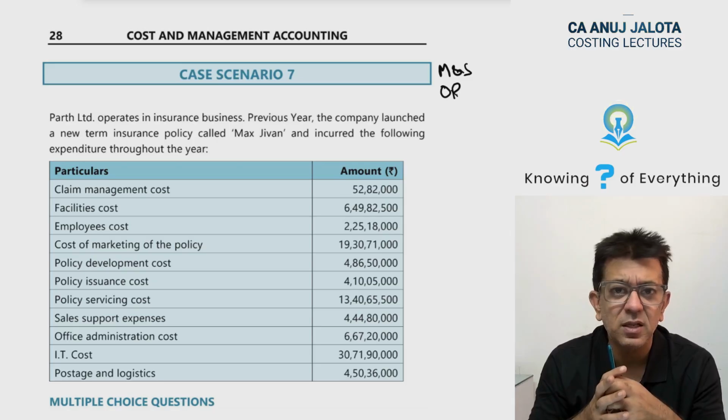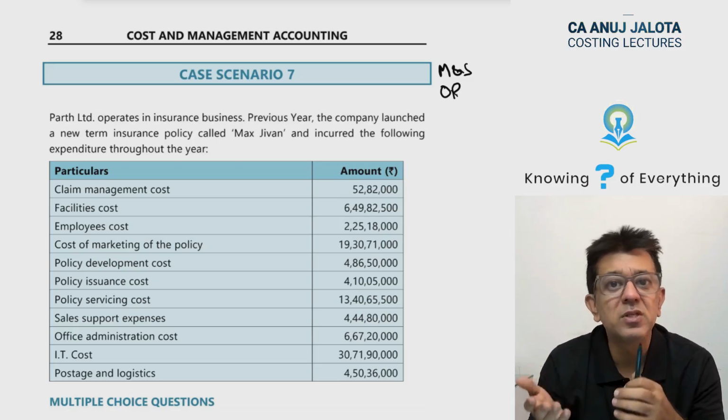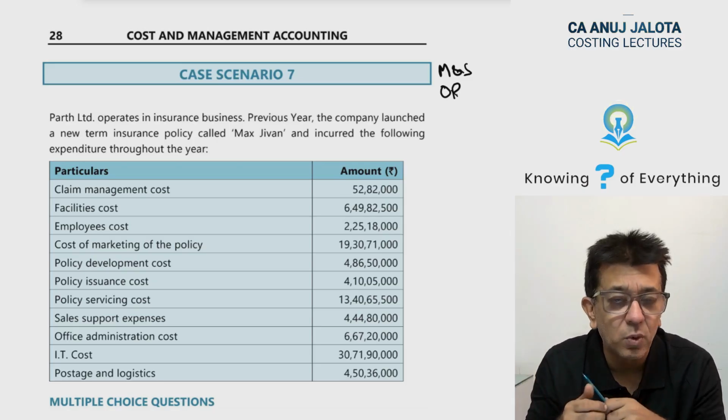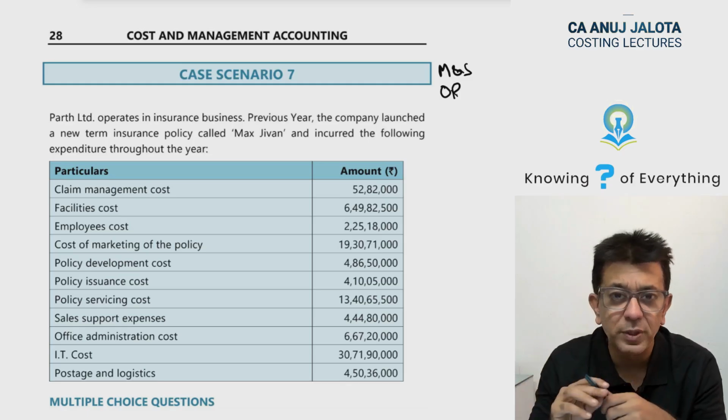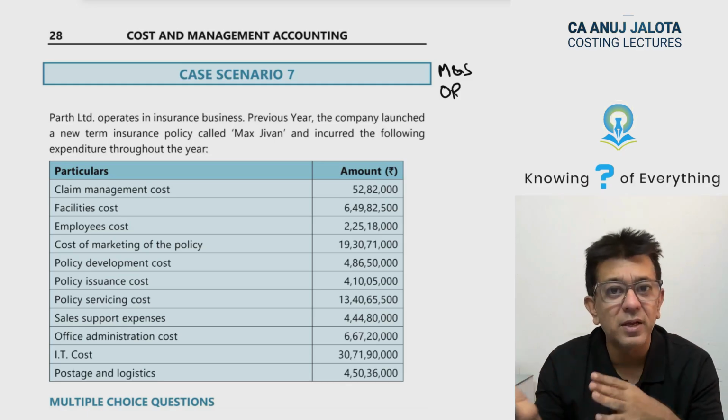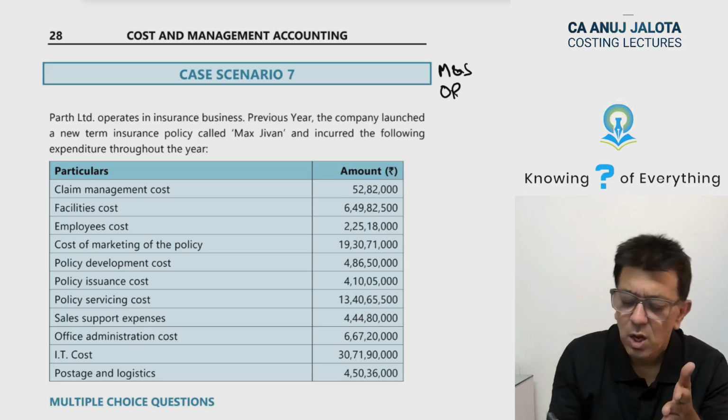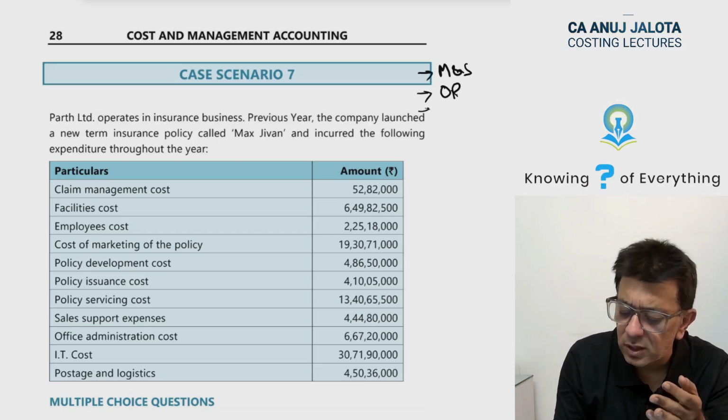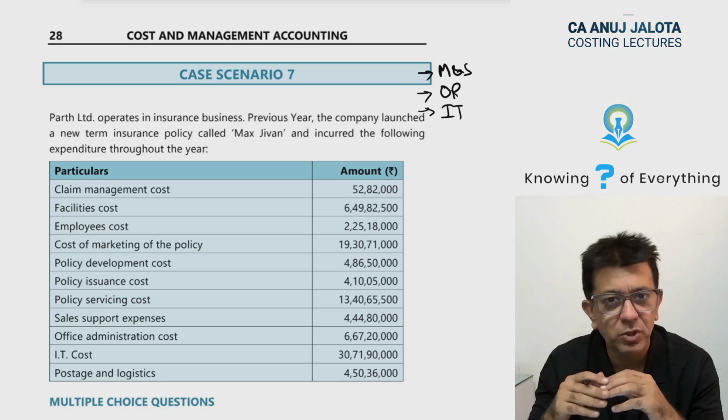Then claims will start to be coming. If somebody is not well, they will go to the hospital. Then the hospital will take the money from them. So those are the claims. Those will be coming in operations. Third is obviously the IT part, the information technology part.